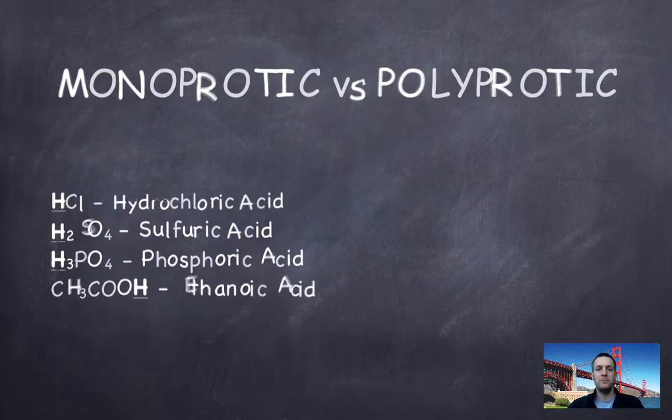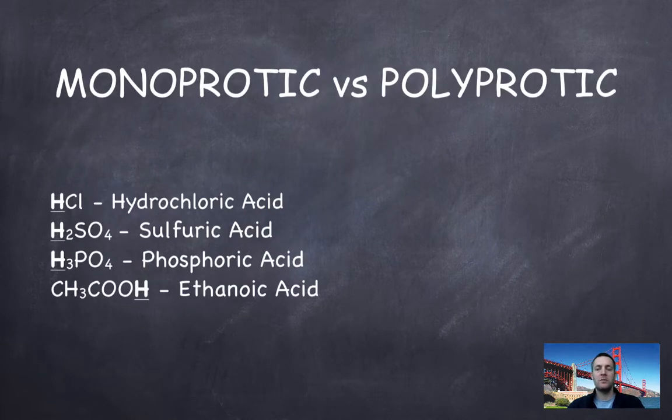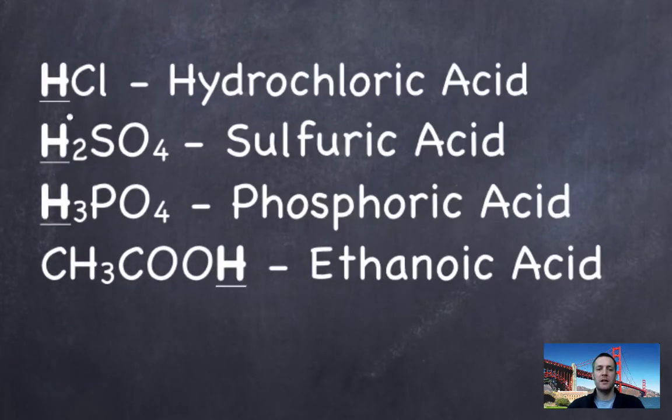Now just to finish up with, we're going to look at the difference between a monoprotic and a polyprotic acid. You might have seen earlier in the list of important acids, of which I've just got some here, that the H's were underlined and different ones had different numbers of H's. So hydrochloric acid has only one H plus ion. Sulfuric acid has two. Phosphoric acid has three.